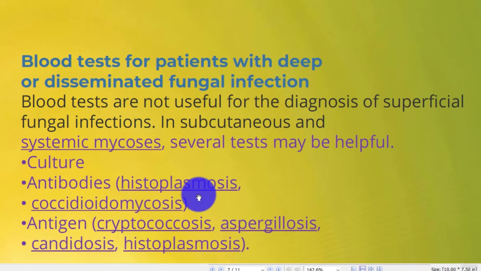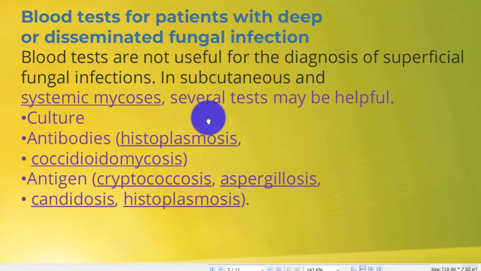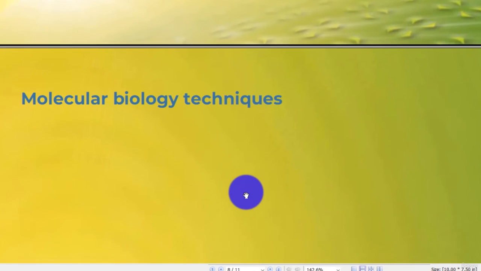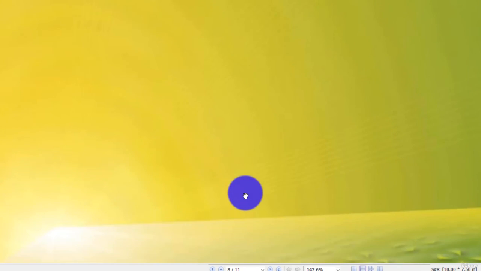Blood tests for patients with deep or disseminated fungal infection. Blood tests are not used for diagnosis of superficial fungal infection. In subcutaneous and systemic mycosis they may be helpful. Antibody in histoplasmosis or coccidioidomycosis, antigen in cryptococcus, aspergillus, candidiasis, histoplasmosis. Molecular biology, PCR technique are used.